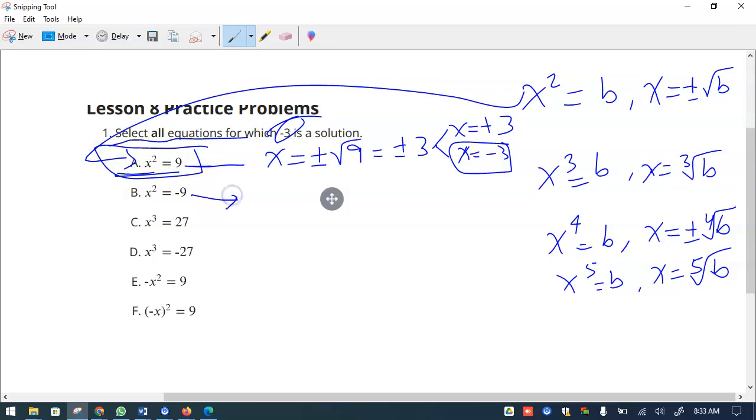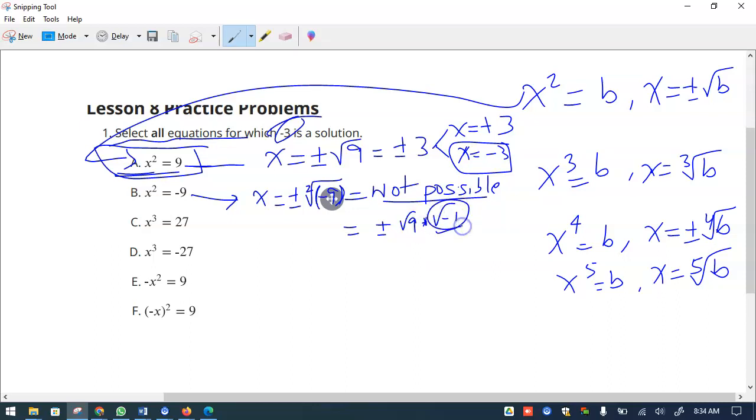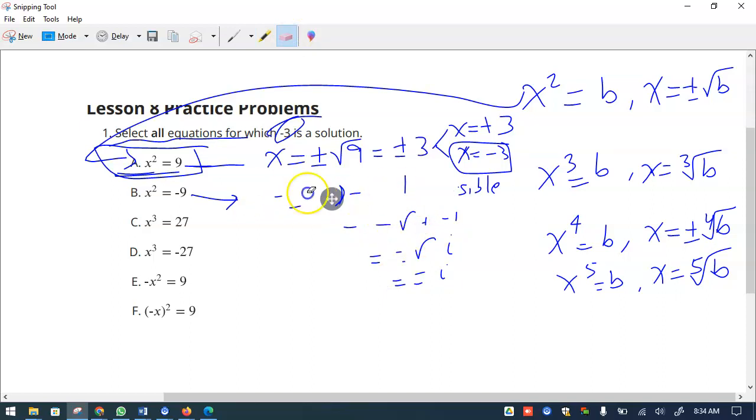But in the second case, you're getting x equals plus or minus square root of minus 9. In the radical sign, whenever there's a square root, you cannot have a negative. So here, not possible. Later on, we will use complex numbers to write this as plus or minus square root of 9 times square root of minus 1, and we are going to define square root of minus 1 as the imaginary unit i, which becomes plus or minus 3i. Right now, in this lesson, you don't have to worry. You just say that b is not correct.